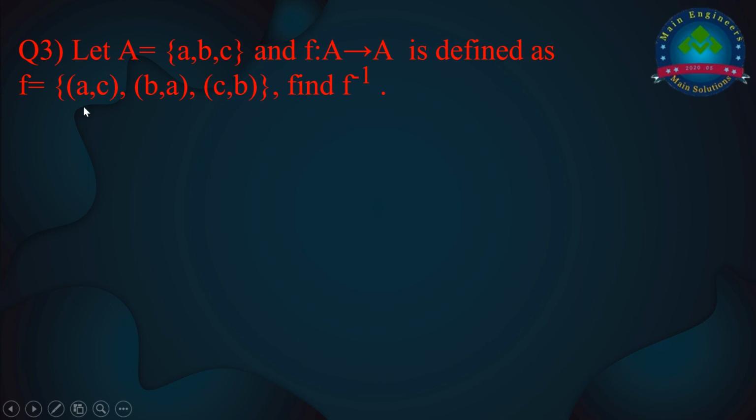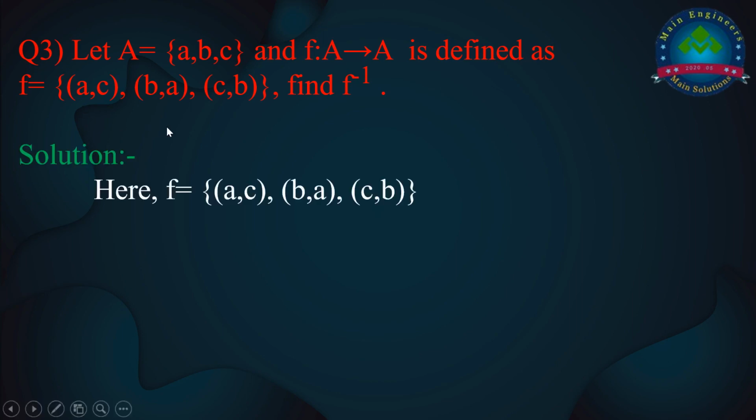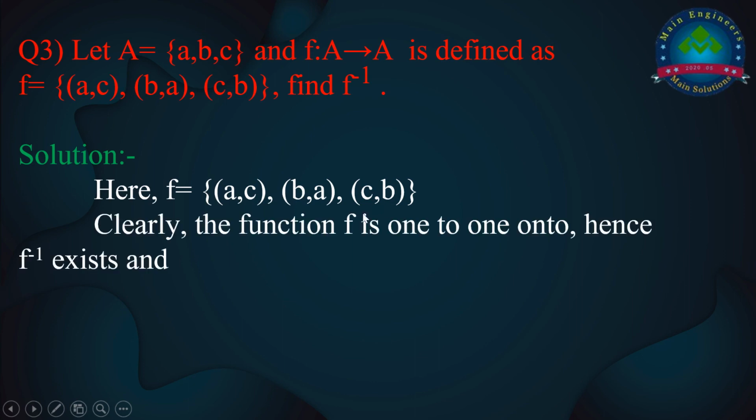So let's solve the question. Solution: here f is equal to {(a,c), (b,a), (c,b)}. Clearly the function f is 1 to 1, and hence f inverse exists. As we see, each member has a distinct output. That means the function is a 1 to 1 function, so f inverse exists. F inverse is equal to, with domain and range interchanged, (c,a), (a,b), (b,c). In this way we can find the inverse of the function.